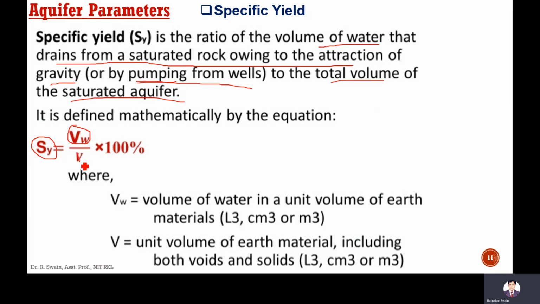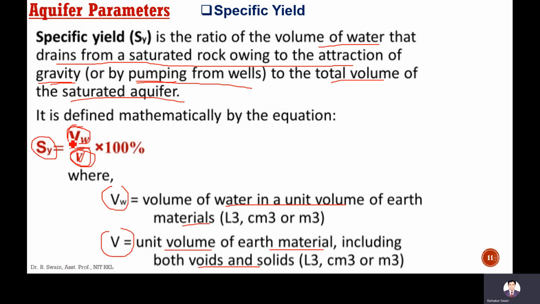This total volume includes the soil mass and the total water storage in the groundwater table. So Vw is the volume of water in a unit volume of earth material. This is the total unit volume of earth material, including both voids and solids. Again, specific yield is the ratio of the volume of water that can be extracted by pumping or by gravity to the total volume of the aquifer, and this total volume includes the total water storage in the aquifer and the soil mass in the aquifer.